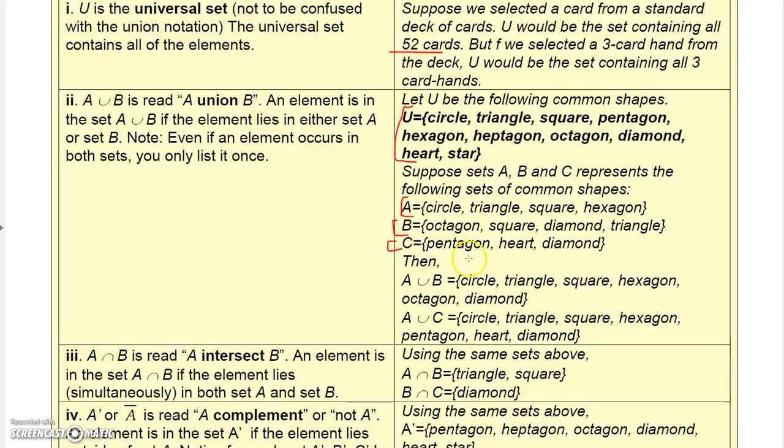Well, then A union B would be everything in A plus everything in B. So it would be circle, triangle, square, hexagon, then octagon. We already counted square. Okay, so it would be octagon, square. Let's see, we already counted square. So diamond, and we already counted triangle. So that would be A union B. A union C would be everything in A, circle, triangle, square, hexagon, and then pentagon, heart, diamond. So we'd have to throw those in. So that would be the union.